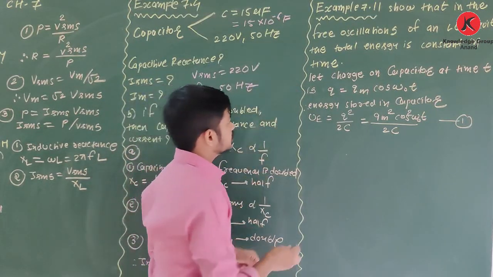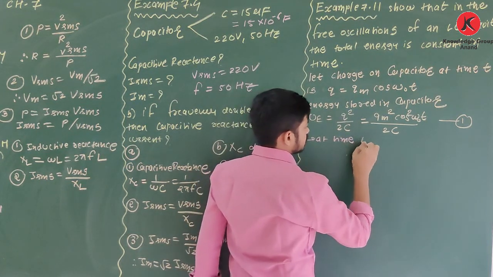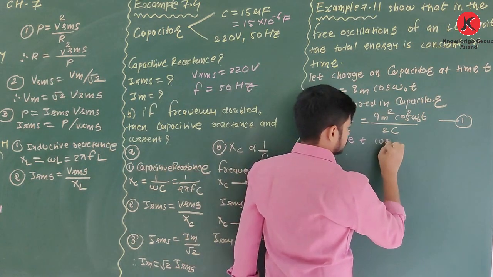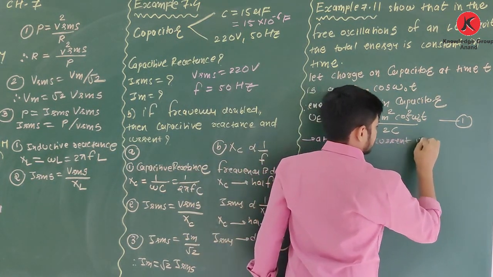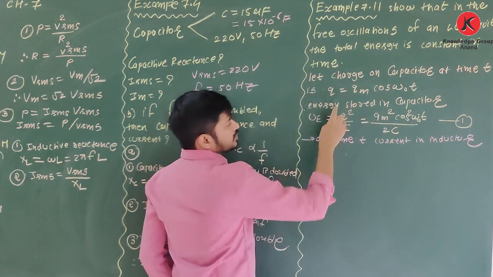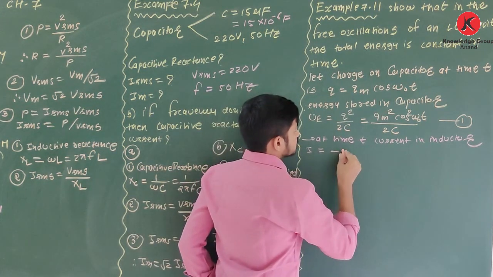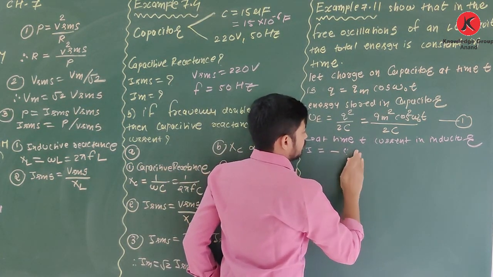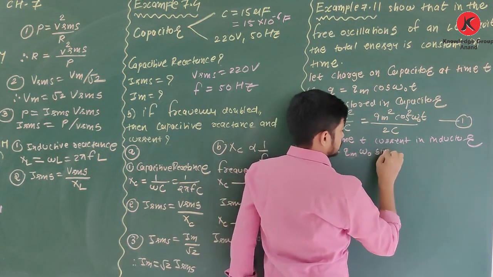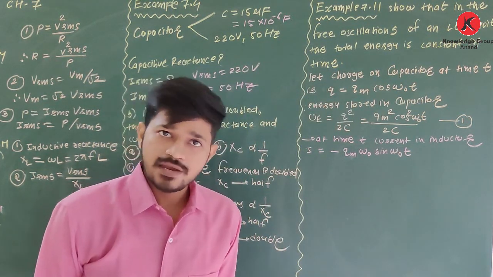What is the equation of current? At time t, the current in the inductor: if you differentiate this equation, you will get the equation of current. I is equal to minus Qm omega 0 sin omega 0 t. Simple? Yes, it's simple.